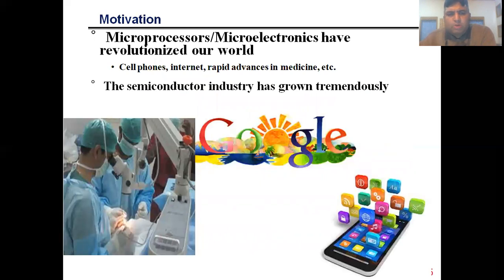Motivation for the development of digital logic design: we can say microprocessors and microelectronics have revolutionized our world. We see cell phones, internet, and rapid advances in medicine, etc. The semiconductor industry has grown tremendously. So basically, the growth of the semiconductor industry and the miniaturization of digital circuits have revolutionized our life. And microprocessors and microelectronics are the basic building tools of all the digital devices which we are using now.